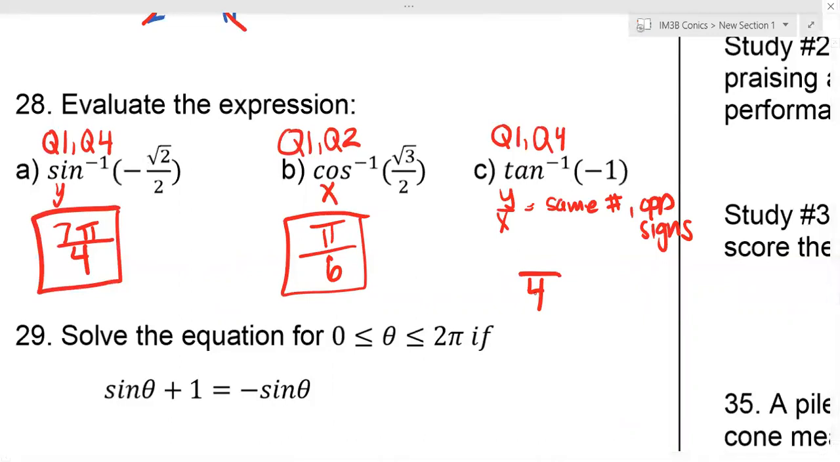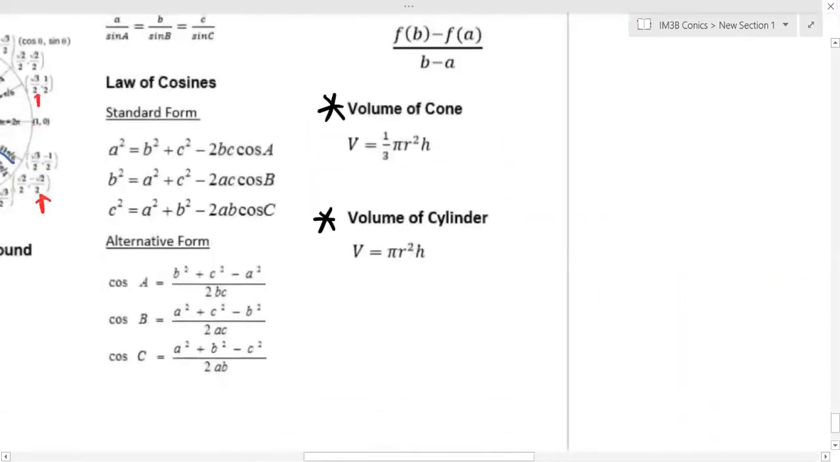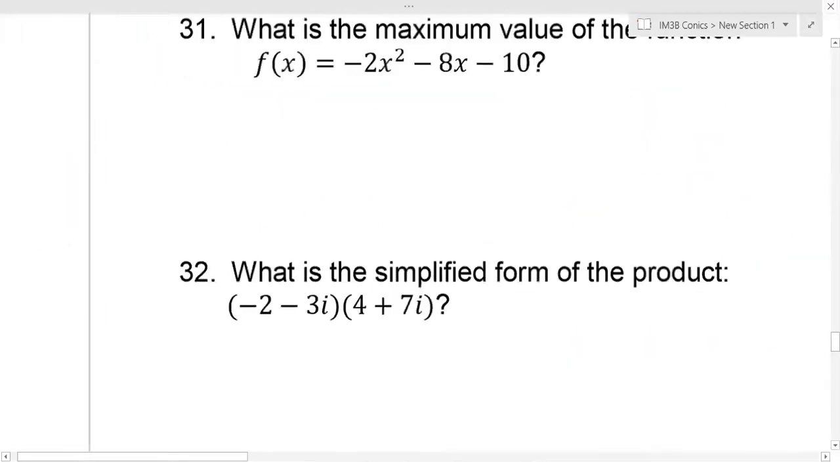I just need to know which pi over 4 it is for it to be negative 1 in quadrants 1 and 4. So if I look at quadrants 1 and 4, notice I have pi over 4, they're both positive, so that would be positive 1. Here at 7 pi over 4, it's going to be negative 1 because I'm negative over a positive. So this answer is also 7 pi over 4.